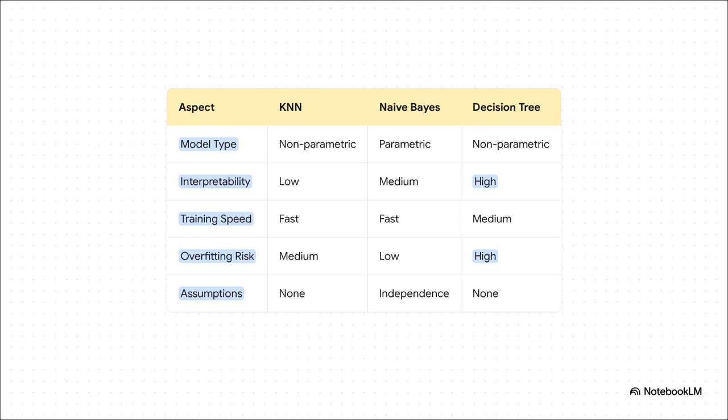Look at that interpretability row. It's rated high, way above models like KNN or Naive Bayes. It also makes zero assumptions about your data, unlike Naive Bayes, which has that big feature independence assumption. But that freedom comes at a price, and you can see it right there in the overfitting risk row, high. This table perfectly captures the trade-off. With the decision tree, you get incredible transparency, but you have to be the one to manage its complexity.